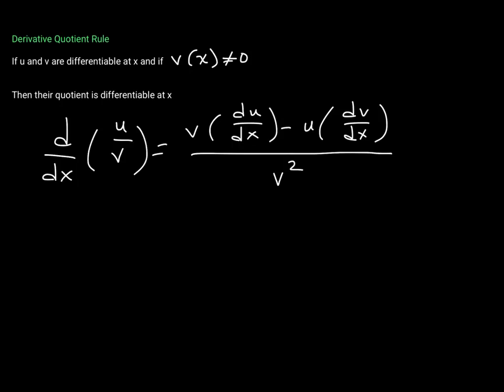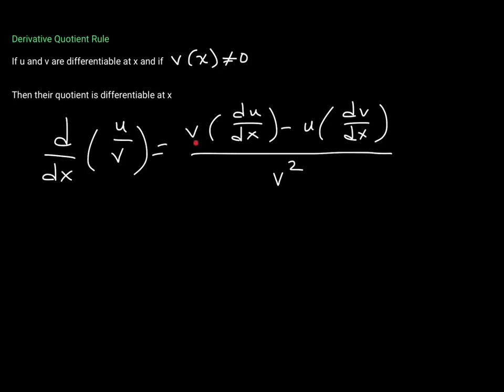All right, now we have the quotient rule. If u and v are functions of x and u and v are differentiable at x, and of course v of x is not equal to 0, then the derivative of their quotient, now you can see why we said v of x is not 0, because otherwise this quotient function would be undefined. But their quotient is also differentiable, and this is what it's equal to, folks.